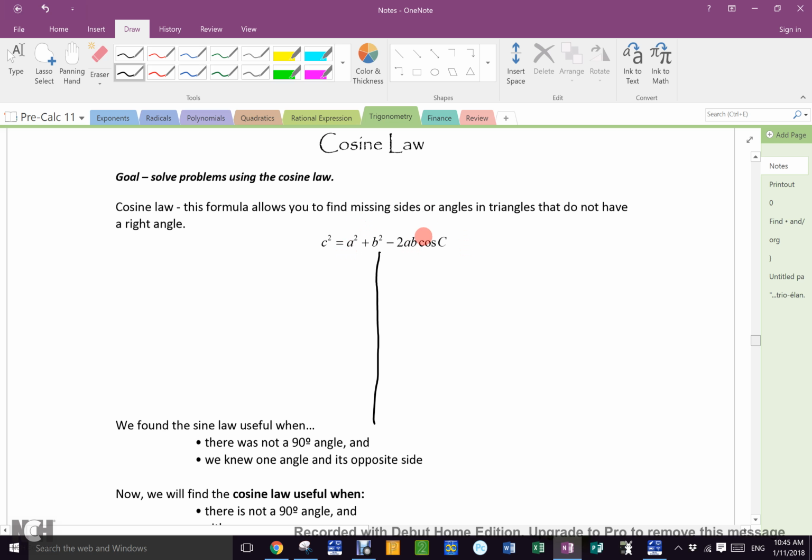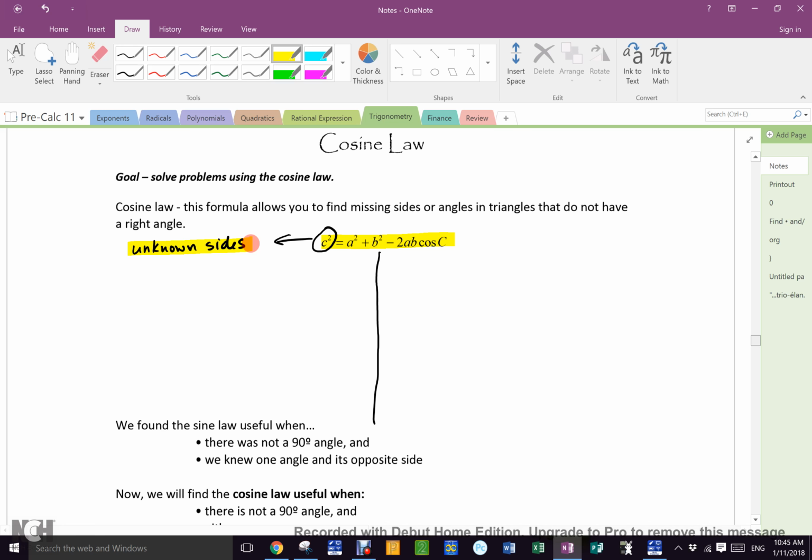This version right here, is that a big or a little c? It's a little c. So is it a side or is it an angle? It's a side. This version right here will find unknown sides of a triangle. For this version right here, I'm going to highlight it in yellow and I'm going to put it over here. Everybody cool?